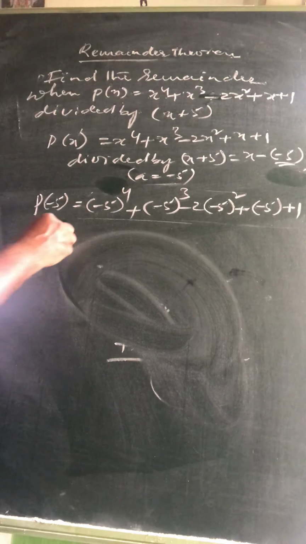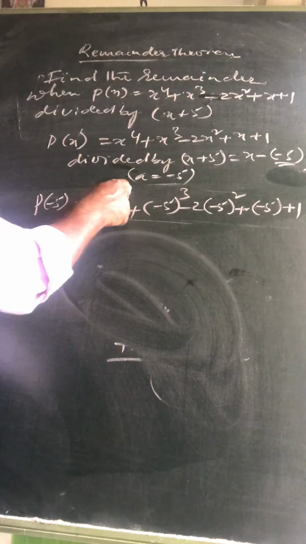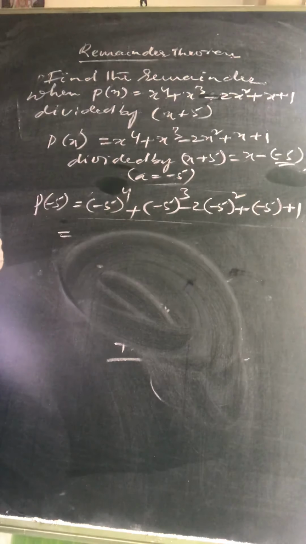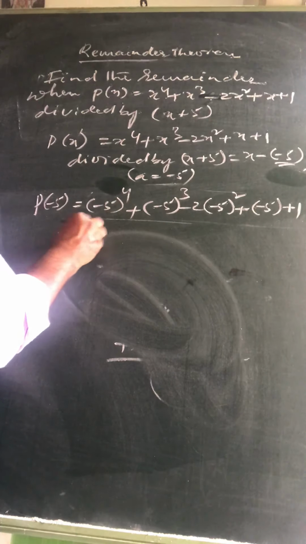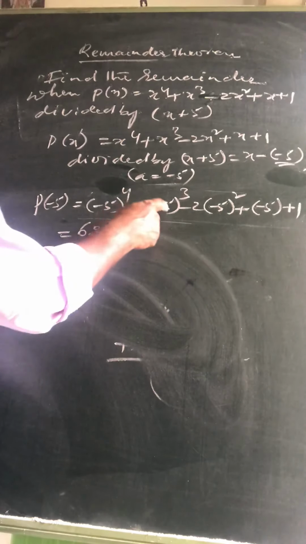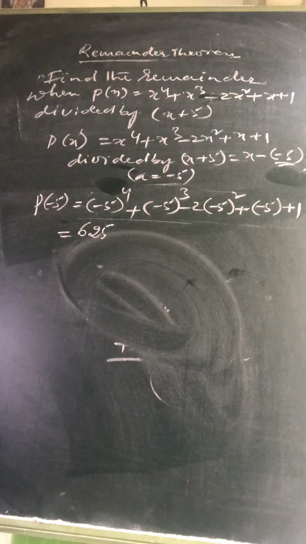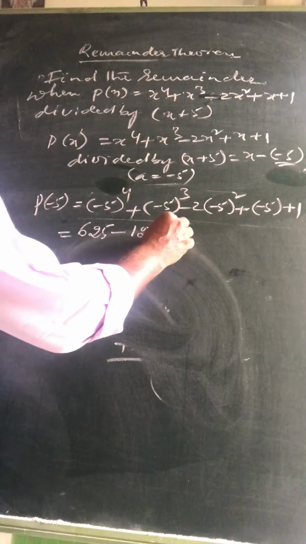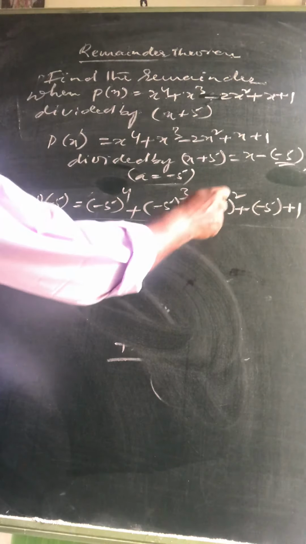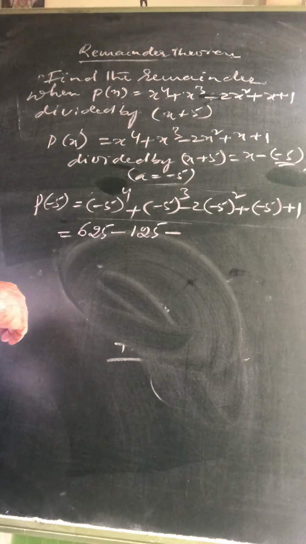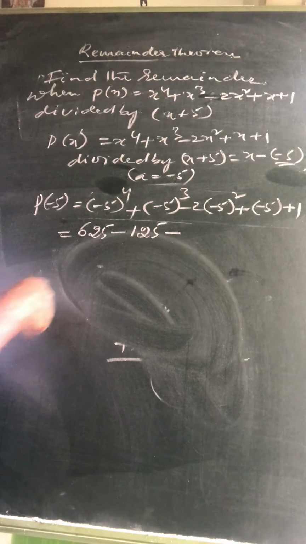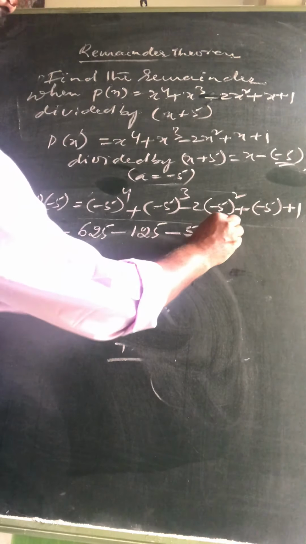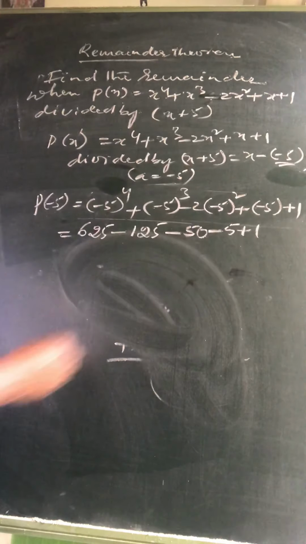Now we have to simplify it. Minus 5 whole to the power of 4. Since the power is 4, an even number, that will be positive, 625. Minus 5 whole to the power of 3 is equal to minus 125. Minus 2 into minus 5 whole square: minus 5 whole square becomes plus 25, and 25 into 2, how much? Minus 50. Minus 5 plus 1.